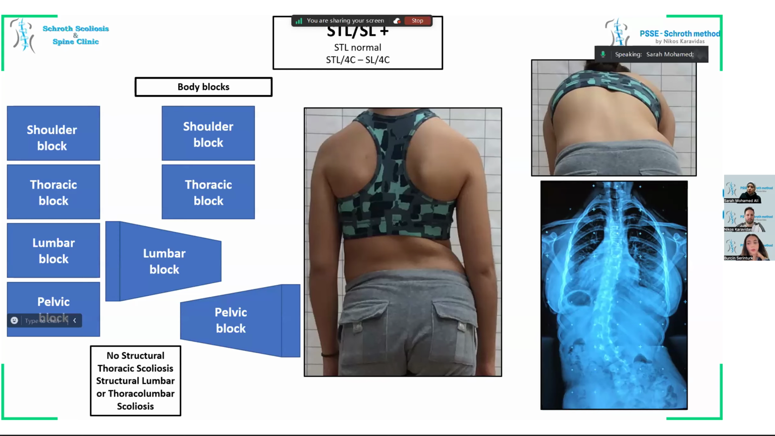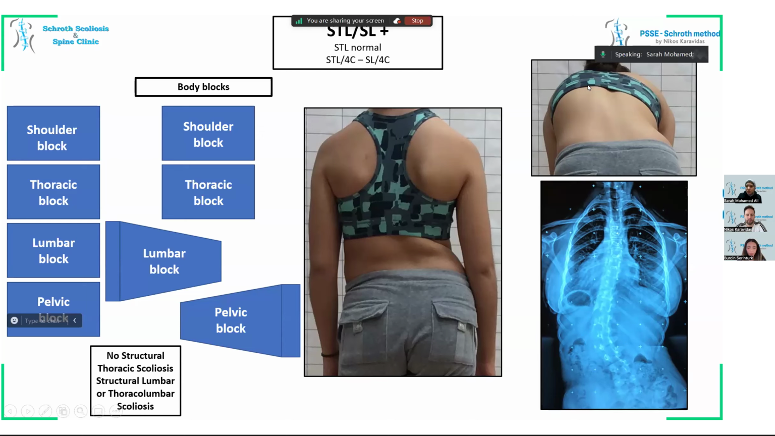Now, when you look here at the forward bending test, if you didn't look at the X-rays, you might think that this might be a thoracic. So for this curve type, we need to confirm radiologically that my apex is, if it's thoracolumbar, T12 or L1, or it's lumbar, it's below L1.